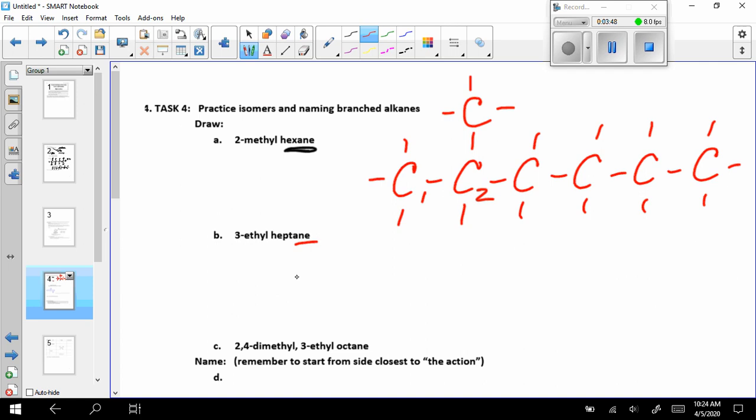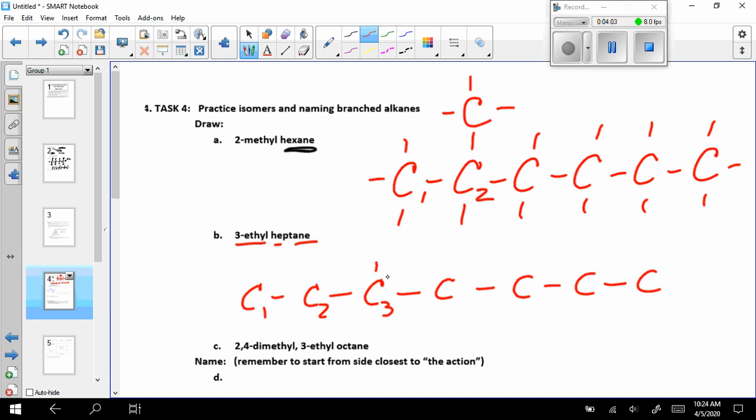All right, 3-ethylheptane. So ane tells me all single bonds. Hept tells me 7. 1, 2, 3, 4, 5, 6, 7. Now 3-ethyl. So 1, 2, 3. The third carbon gets a branch. That branch, I know it's a branch because it ends in yl, and it's a first name. That branch gets 2 carbons. All right, 1, 2.